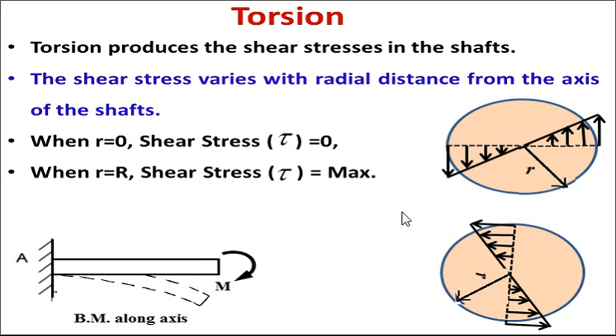When r is equal to capital R, that is the external surface, the shear stress tau will be maximum. At the outer periphery, shear stress will be maximum. That's why you can see these arrows increase in magnitude toward the outer periphery. Shear stress is maximum when r is equal to capital R, at the outer periphery of the shaft.